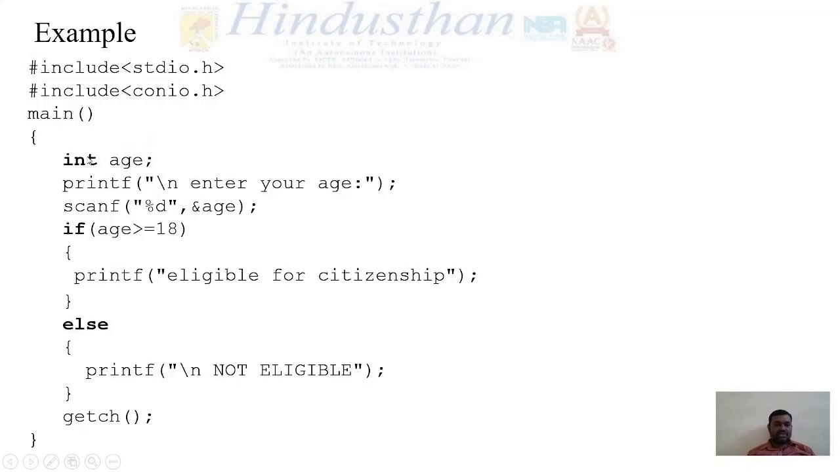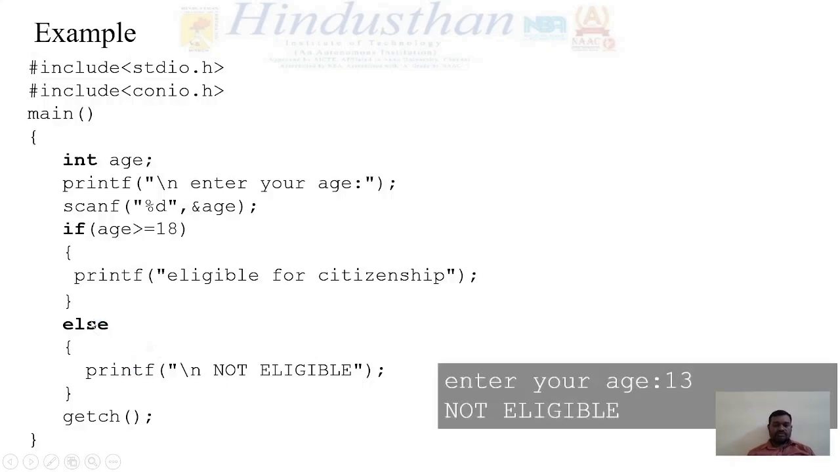So this is integer data type. We are going to get the value of the age by using a scanf statement, and here the decision making statement arises. So here we are going to use the if else statement. If you give a condition, age is greater than or equal to 18, and the condition is satisfied, then the body of the if statement is executed, or else the body of the else statement will be executed.